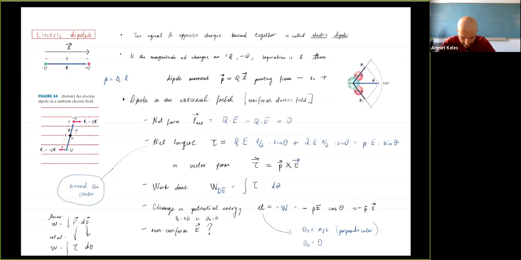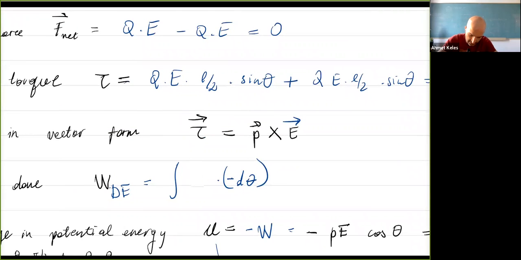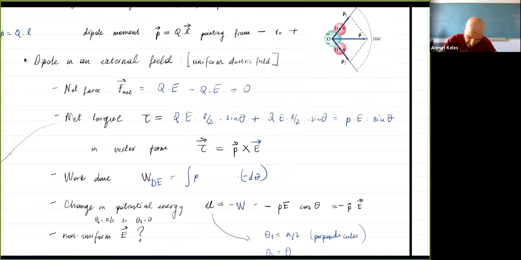And let's apply this to this form. For this picture, it's rotating along this direction, so it's going to be minus d theta, right? And my torque is equal to, maybe I can write it like this, p E sine theta, and suppose it goes from some theta 1 to theta 2. Okay, and this should be equal to p times E, so minus sine theta is cosine theta, and if I put the limits, cosine theta 2 minus cosine theta 1.